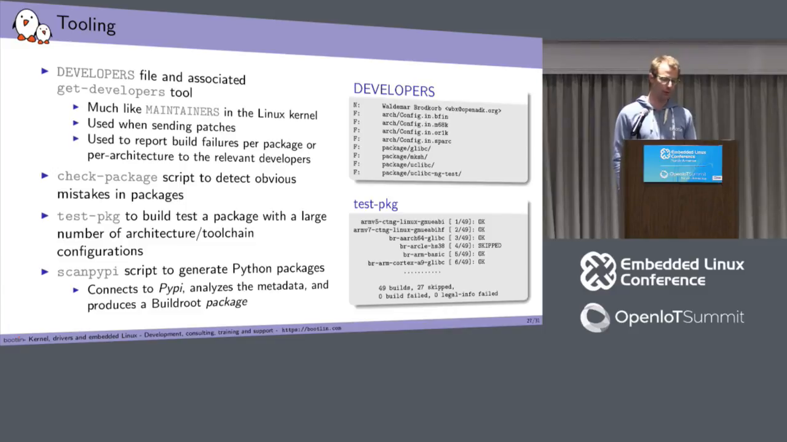And we've got some tools. I mentioned scan-pypi, but I should mention scan-cpan as well, which use respectively PyPI for Python or CPAN for Perl, and automatically generate the corresponding Buildroot packages. You say scan-pypi and the name of a Python package, and it's going to generate all the Buildroot packages that you need to build that Python package into your Buildroot system. It's pretty nice, and helps maintaining Buildroot packages for those interpreted languages.